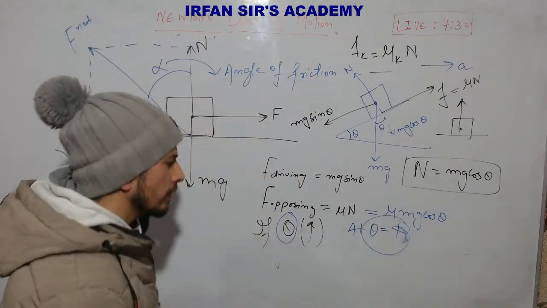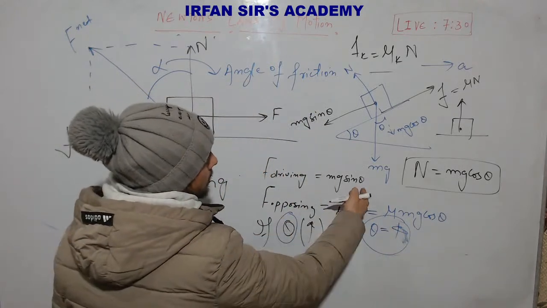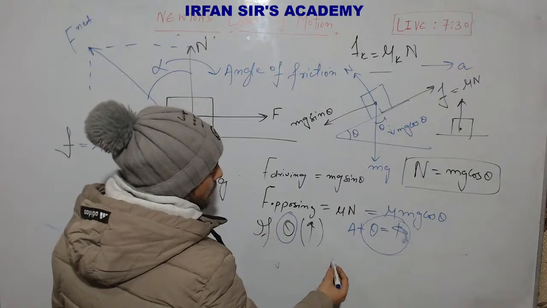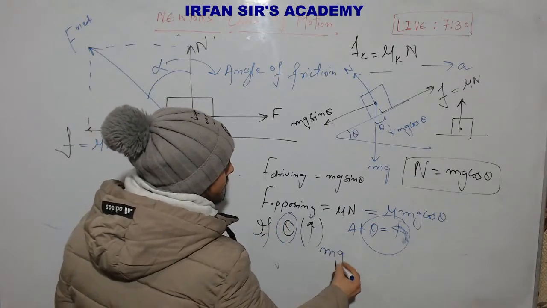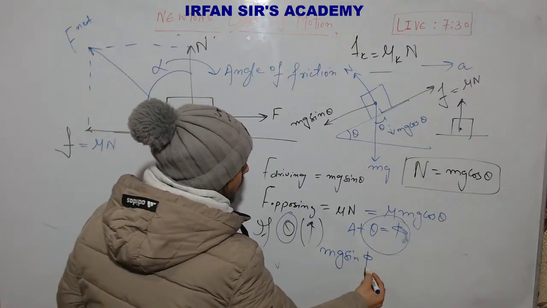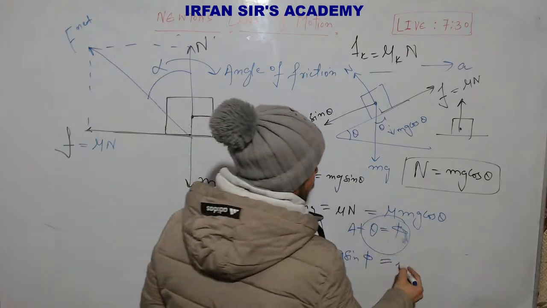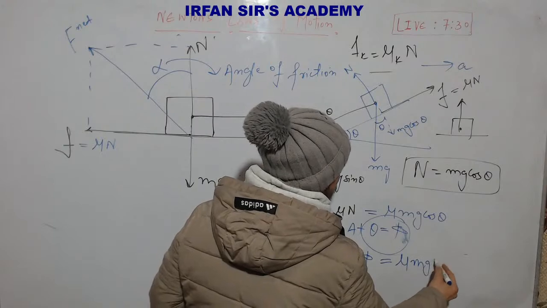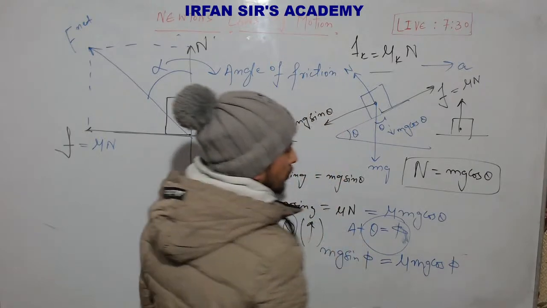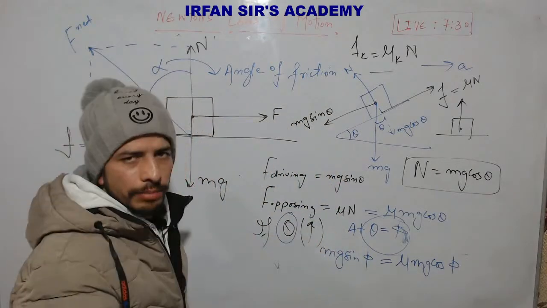Suppose theta equal to some lambda or phi. Theta equal to phi, what will happen? Driving force and this force will cancel out. It means mg sine of phi will be equal to mu times mg cos of phi. Why phi? Because at a particular angle these two forces will counterbalance each other.